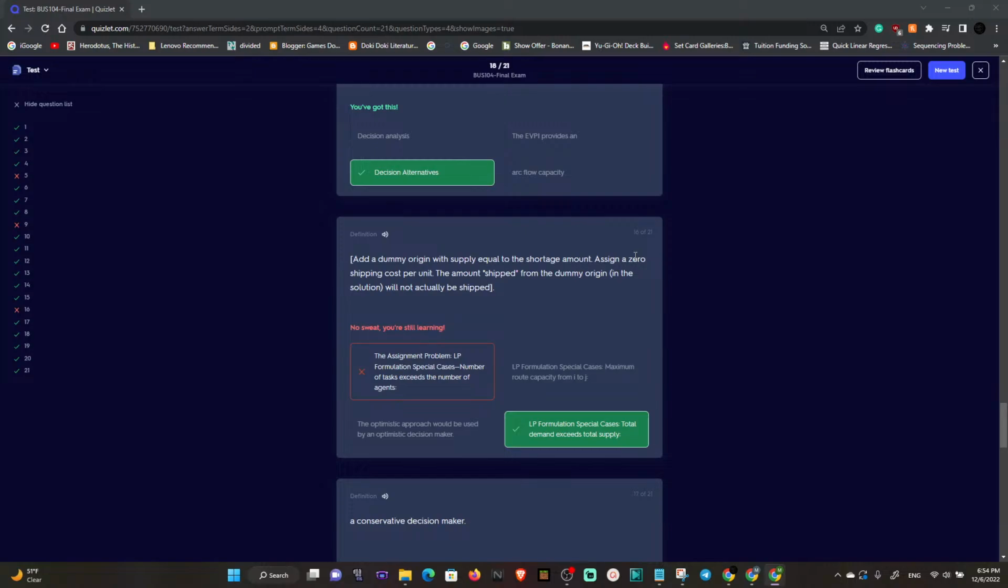Equal to the shortage, assign... Shift from the dummy or the total demand, assign a 0. Supply equal to the shortage amount, assign a 0. Supply equals the shortage. Oh, okay. Total demand. I see. Okay, that makes sense.